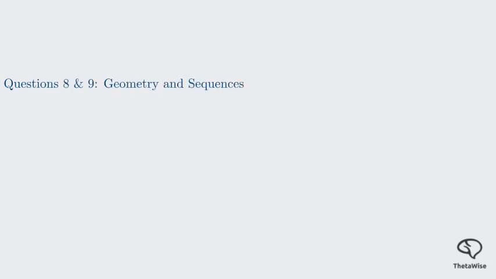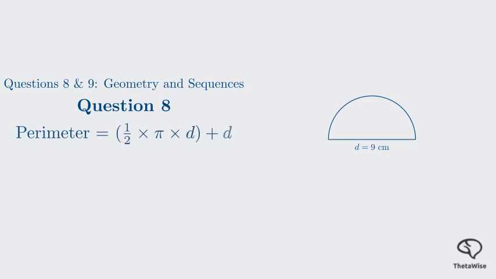Let's look at questions 8 and 9, which cover geometry and sequences. Question 8 asks for the total perimeter of a semicircle. The perimeter consists of two parts, the curved arc and the straight diameter. The circumference of a full circle is pi times diameter. For a semicircle, the arc is half of that. The arc is 1/2 times pi times 9, which equals 4.5 pi.